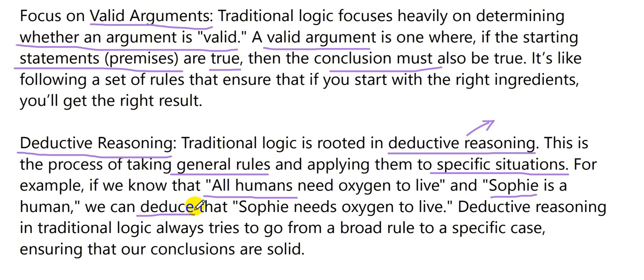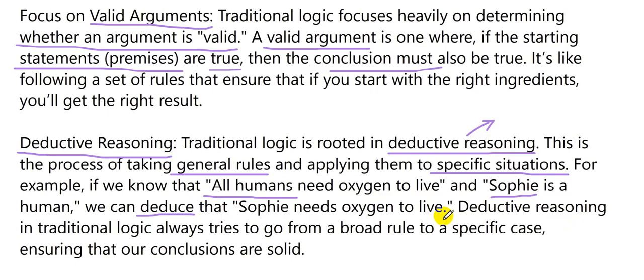This is the important definition of deductive reasoning, where we take a general rule, that all humans need oxygen, and apply that to a specific situation, like Sophie is a human, and then deduce that therefore Sophie needs oxygen to live.